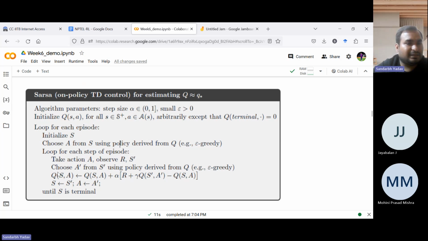Then, since you need to move to the next transition, you initialize the current state to the next state and the current action to the next action. So now this loop starts over again, and this keeps happening until we reach the end of the episode. When the end of the episode happens, we can do this entire procedure for the next episode.